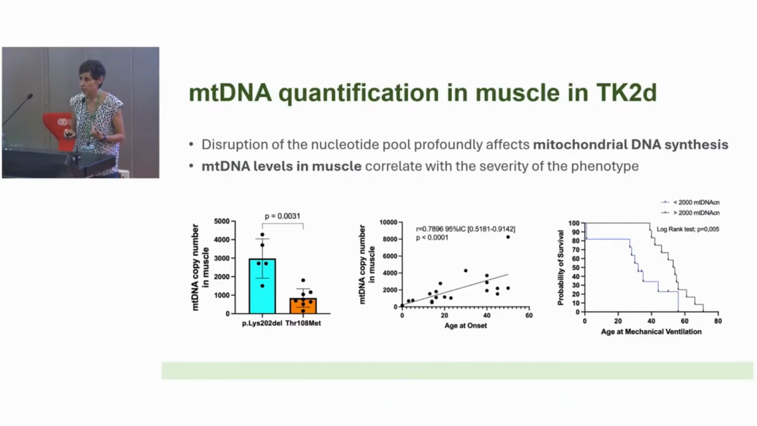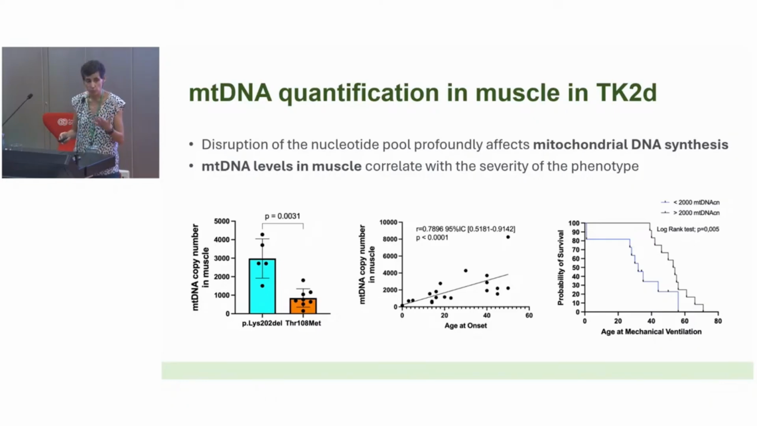So if you do a muscle biopsy during the diagnosis and quantify the amount of mtDNA, you can predict the prognosis of the patient. And in fact, there is a difference in the amount of mtDNA depending on the genotype of the patient. We know that there is a milder genotype, which is the deletion of this lysine in position 202. And in this milder genotype, we know that the amount of mtDNA in the muscle is significantly higher. So the best way to predict the prognosis of the disease.